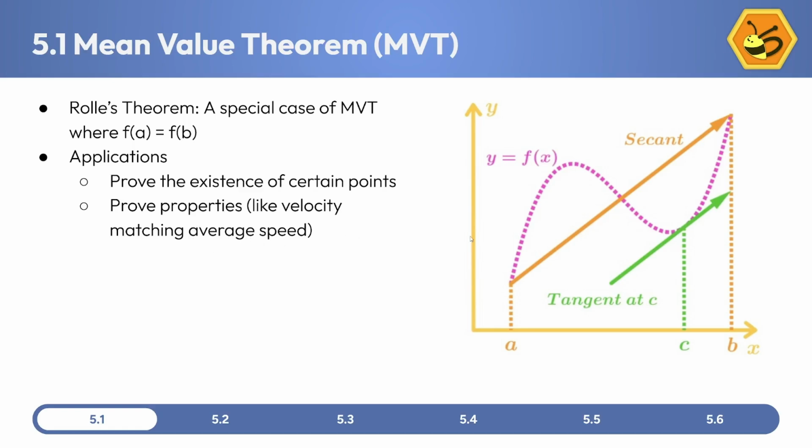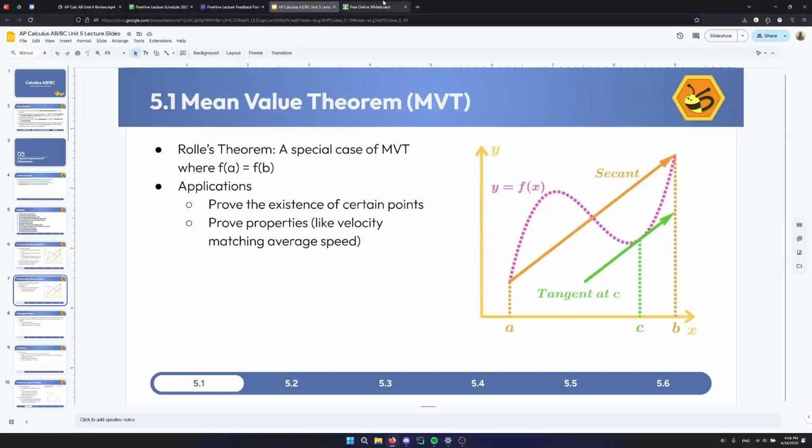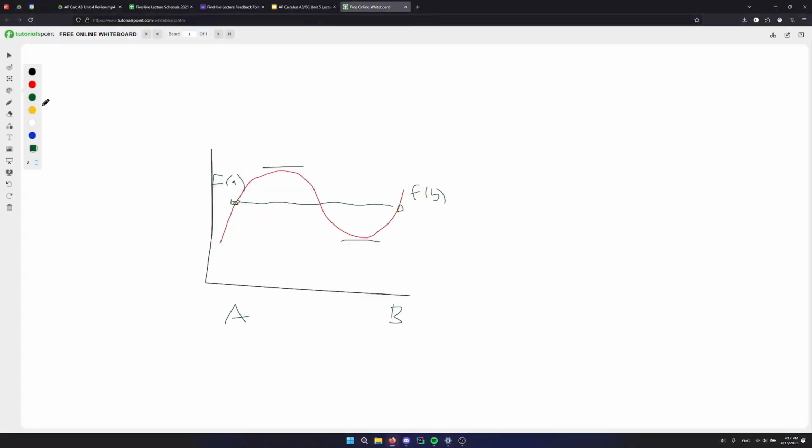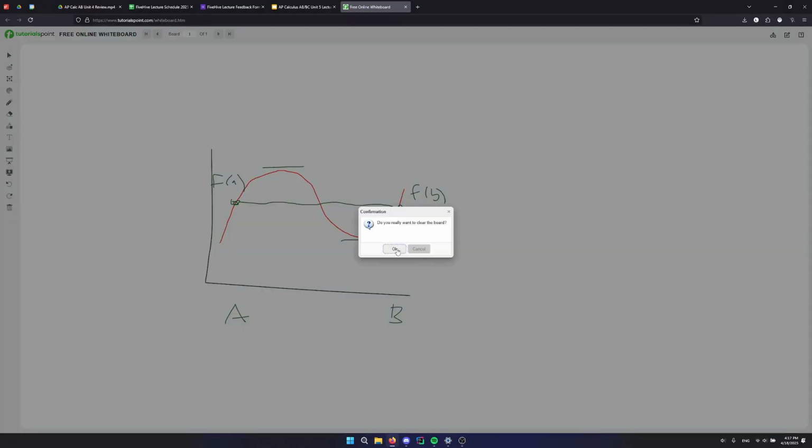So the mean value theorem for integration, I'm not sure if it's covered in this unit. Honestly, when I learned the mean value theorem through my own calculus course, my teacher said that you won't really see the mean value theorem for integrals. The mean value theorem for integrals is pretty much our average value formula for integrals.